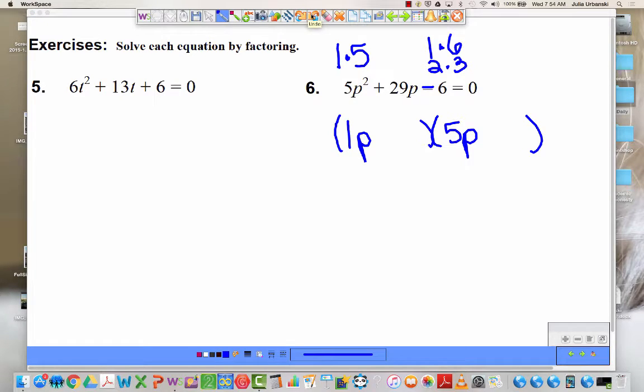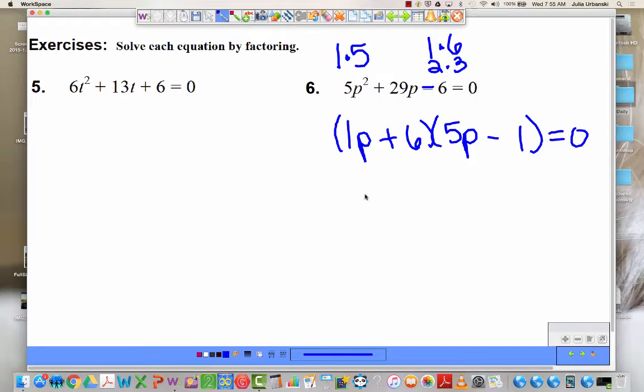No good. Try it this way. Try putting your 6 here and putting your 1 here. That's 1 and 30. Can anybody get 29 from that? Yeah. Which one would have to be positive, the 1 or the 30? 30. So you could make your 6 times 5 positive, and you can make your 1 times 1 negative, and you would get negative 1 plus 30 makes positive 29 in the middle. Okay? That's called guess and check.